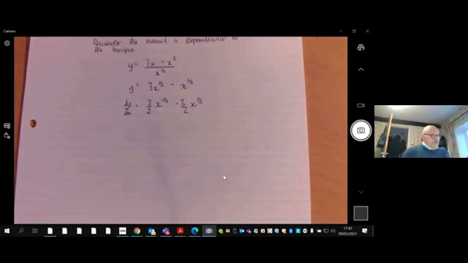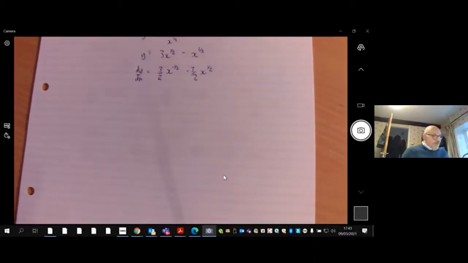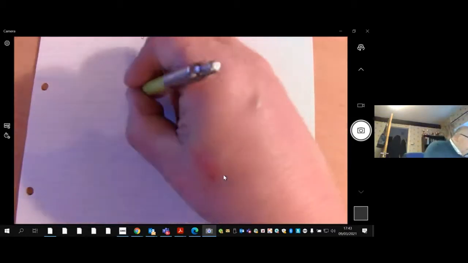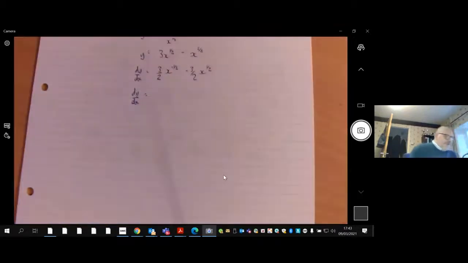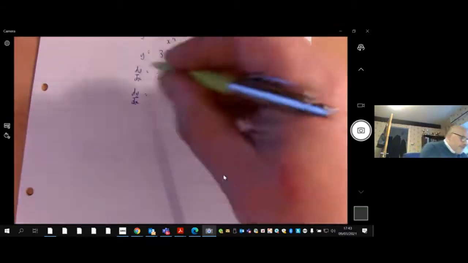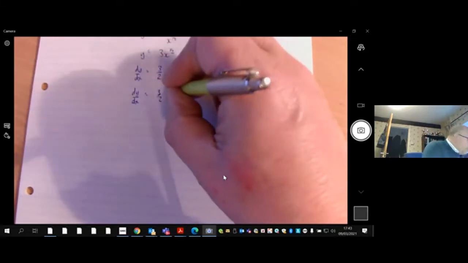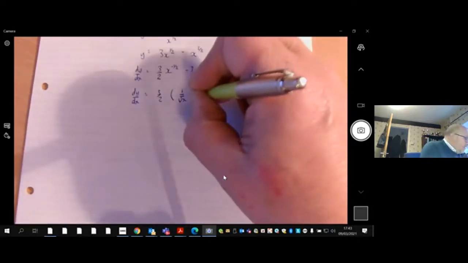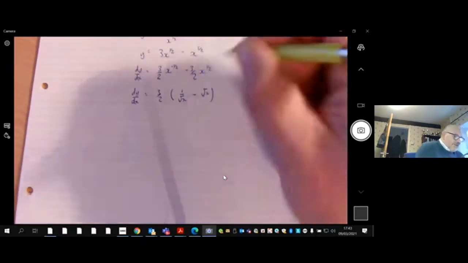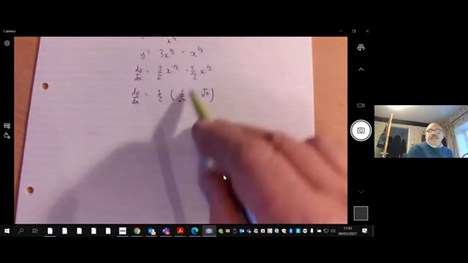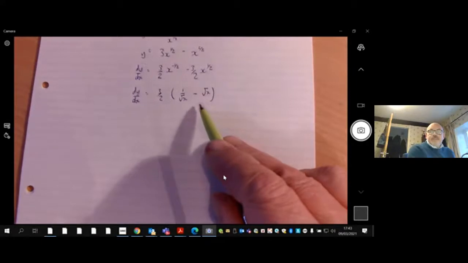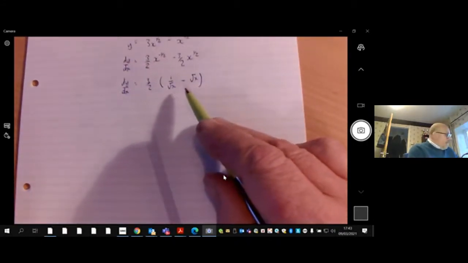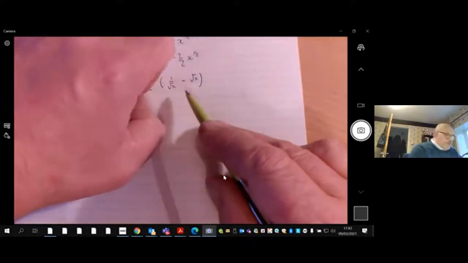x to the half. Okay, now obviously you can use your calculator at this stage, fine, right? But I haven't got one, so there's always neat ways around things. So I've got a common factor of 3 over 2, don't I? Take out the common factor of 3 over 2, and that is 1 over root x minus root x. So I've just turned the powers into what they actually mean. Okay, and now I've got my point, x equals 4.